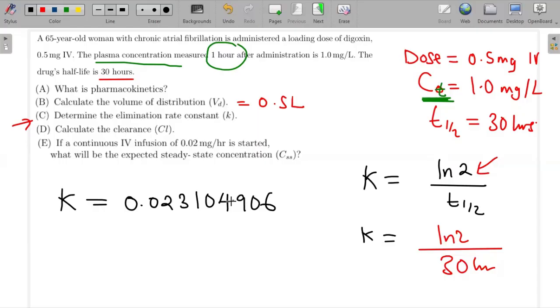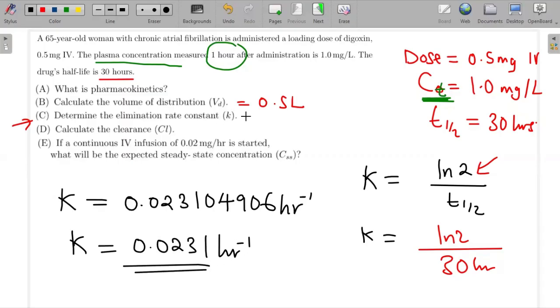That gives me 0.023104906. And this is divided over an hour, because the hour was in the denominator, but we can write it in a simple notation. We're just going to say hour to the power minus 1. Then we can round off this answer to a reasonable number of decimal places. I'll say 4 decimal places will be reasonable. So my K will be 0.0231, because this 0 is less than 5, so I can't add anything to this. And then hour minus 1, or you can say per hour. So this one here is my elimination rate constant.